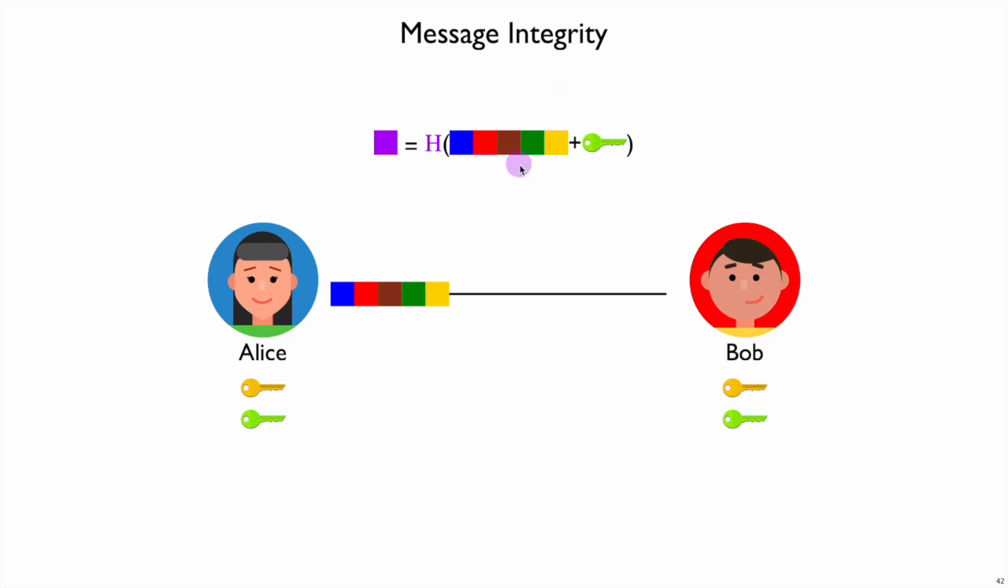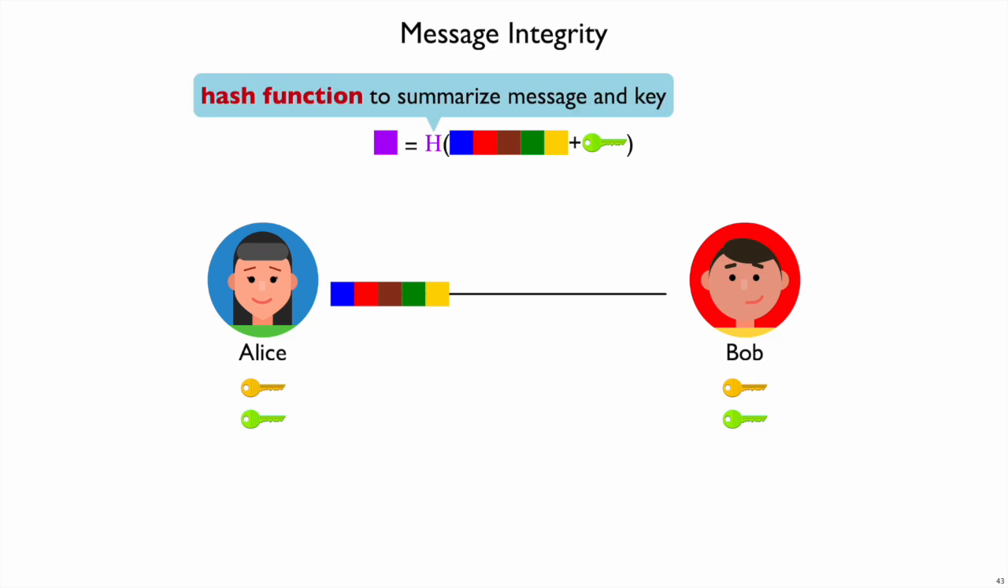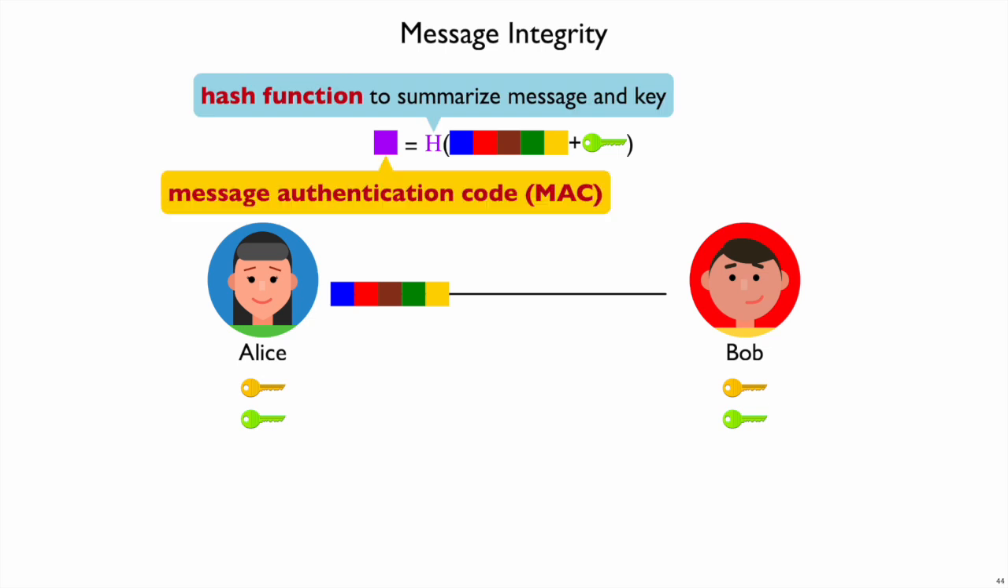H is going to take our message and is going to take this extra shared secret, and it will give us back a small summary of that message in the form of a hash code. And when we use a hash code for this purpose, then it's called a message authentication code, or MAC. Not to be confused with link level addresses, but in cryptography, MAC means a hash used to ensure integrity of the message.